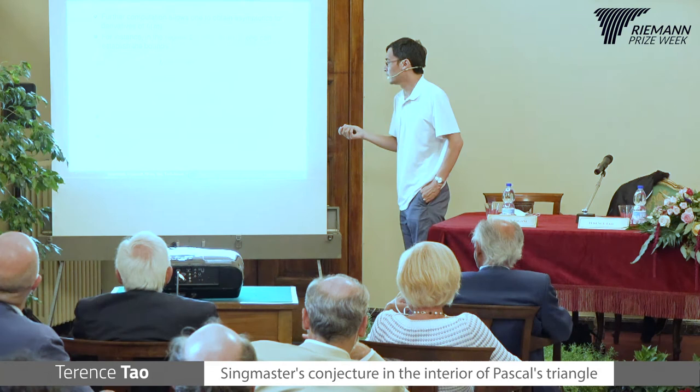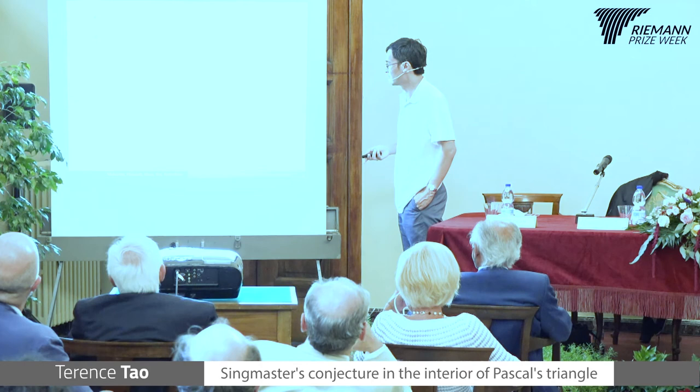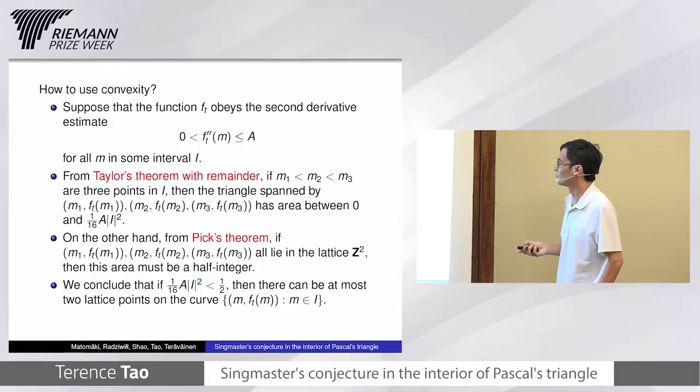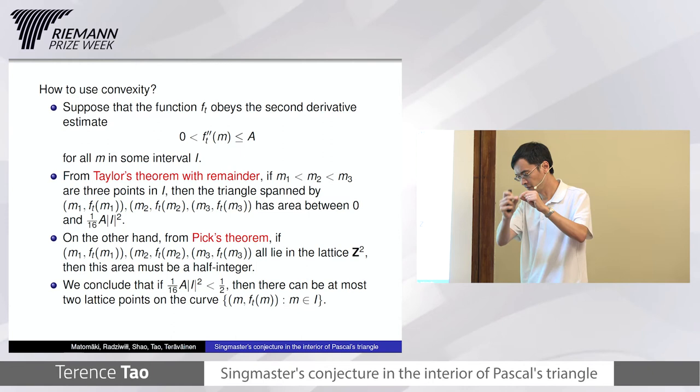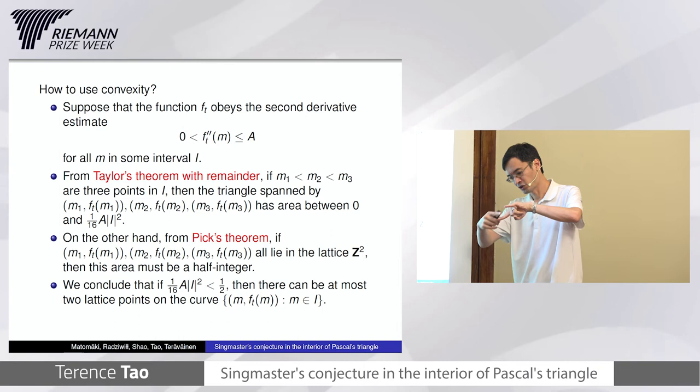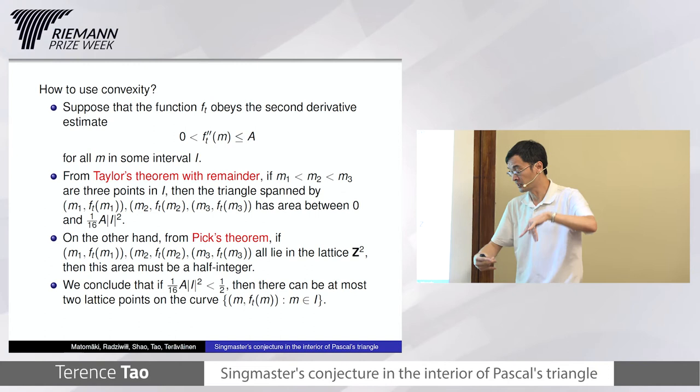Being convex is great because once you're convex, it's very hard to have too many lattice points on a convex curve. It's a pity I can't draw here. If you have a convex curve and you have three lattice points that are close to each other on a convex curve, then the triangle that they generate will have a very small but positive area.